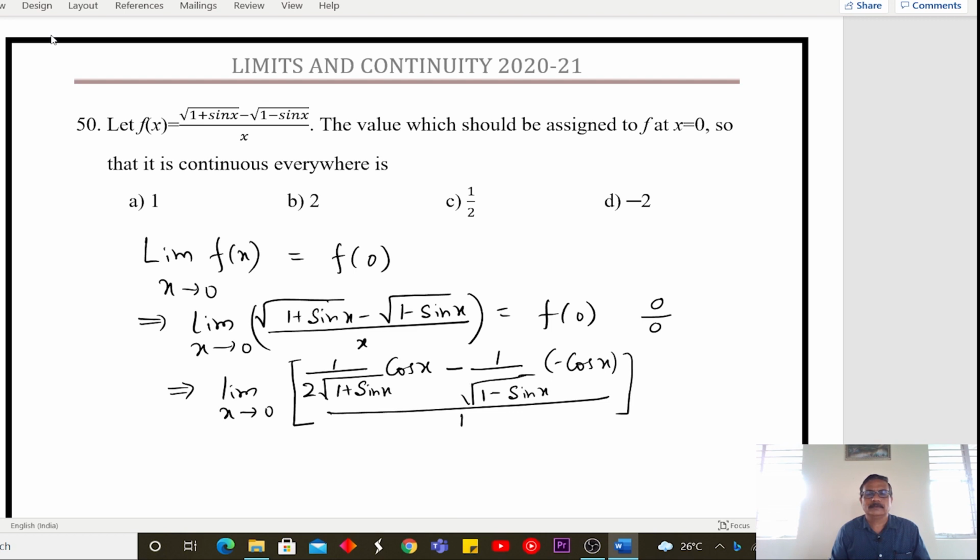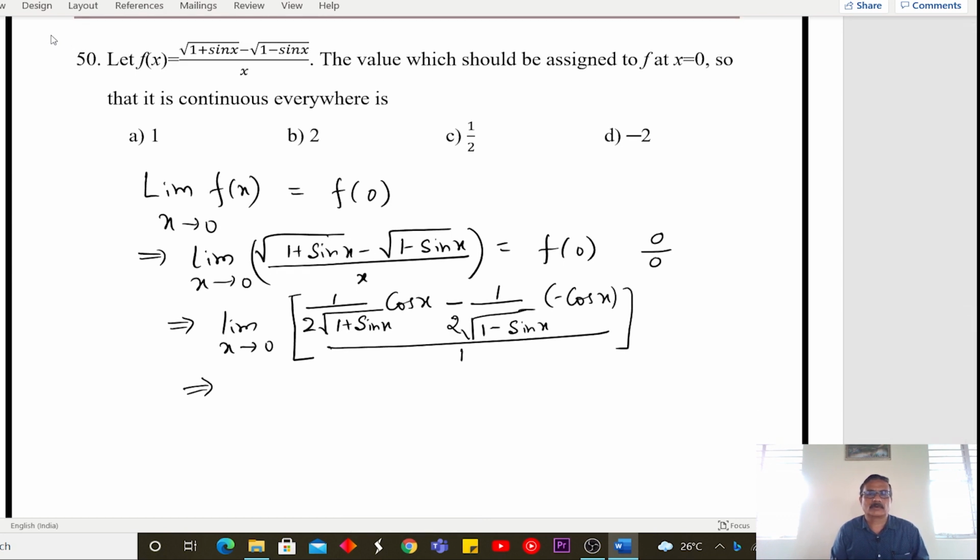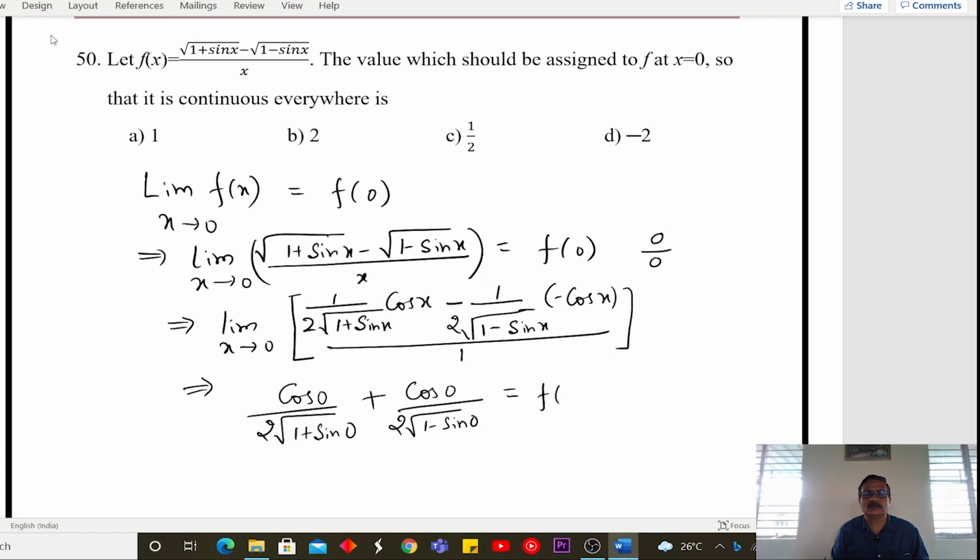Next, then put x is equal to 0. Put x is 0 and see what happened. Cos 0 divided by 2 into root of 1 plus sin 0, minus into minus is plus, cos 0 divided by 2 into root of 1 minus sin 0, is equal to f of 0. Right?